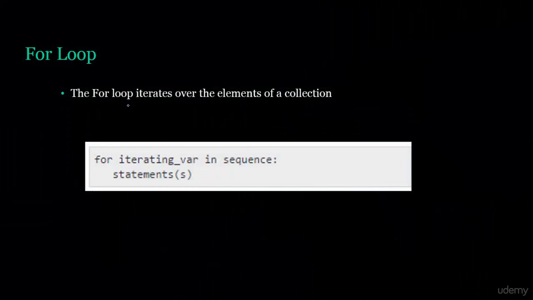The for loop iterates over the elements of a collection. For this iterating variable here, in a sequence of variables, we will execute a statement or some statements.